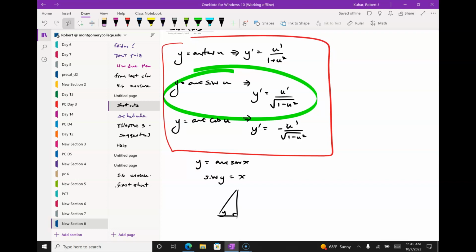Right, so you saw me derive the tangent one, the arctan. I want you to derive these two. Nice, let's do another problem.